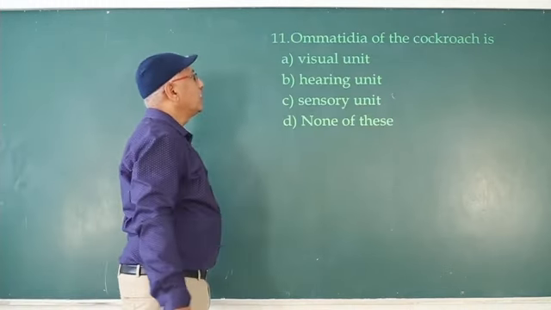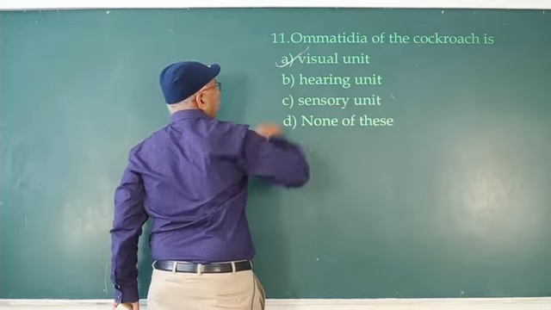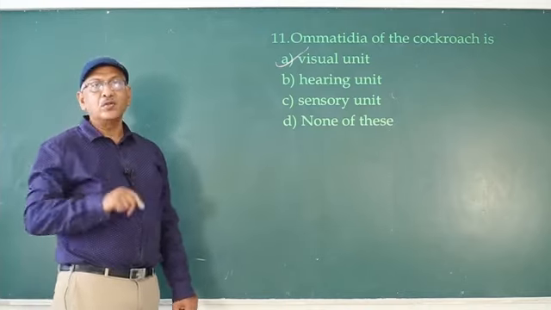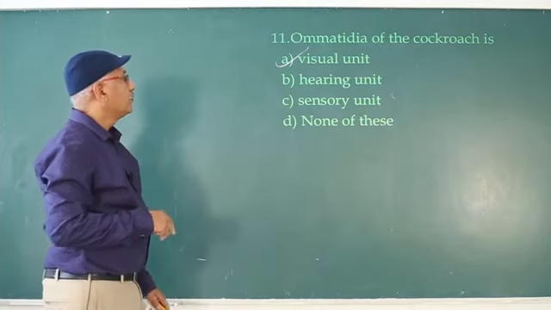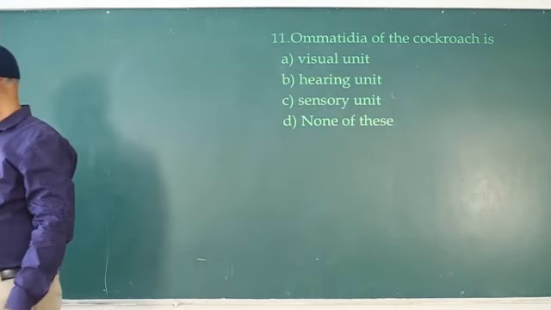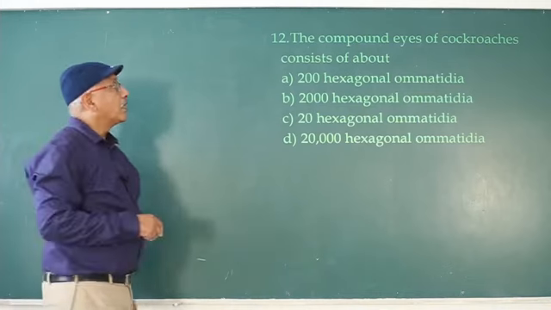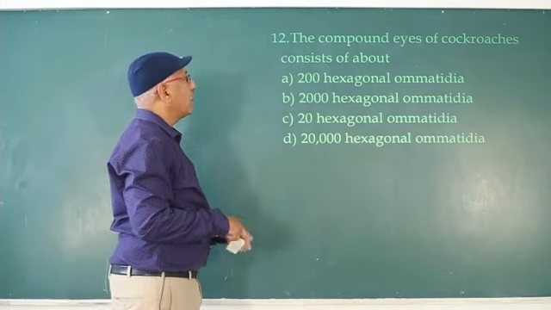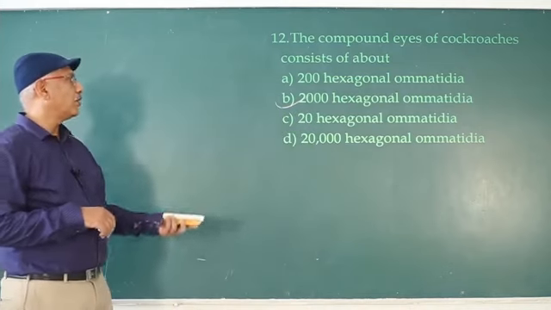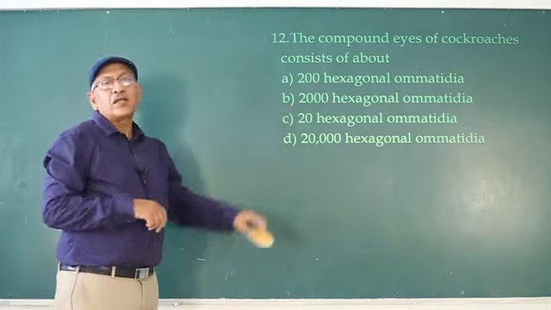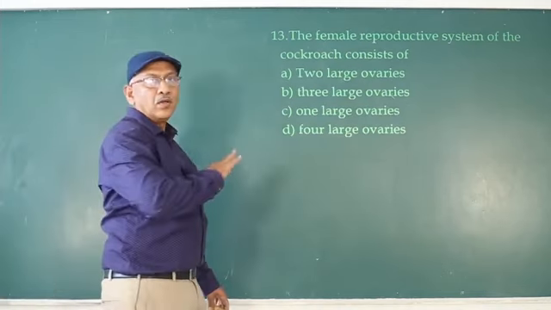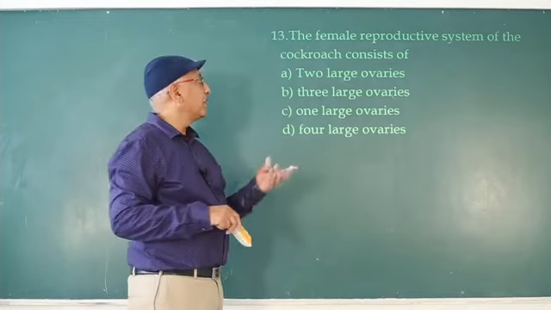Ommatidium of the cockroach is the visual unit to visualize things. How many ommatidia? Each compound eye contains 2000 ommatidia. The compound eyes of cockroach consist of about 2000 hexagonal ommatidia, not 20, 200, or 20,000. Each compound eye contains 2000. Two compound eyes, so cockroach has 4000 ommatidia.